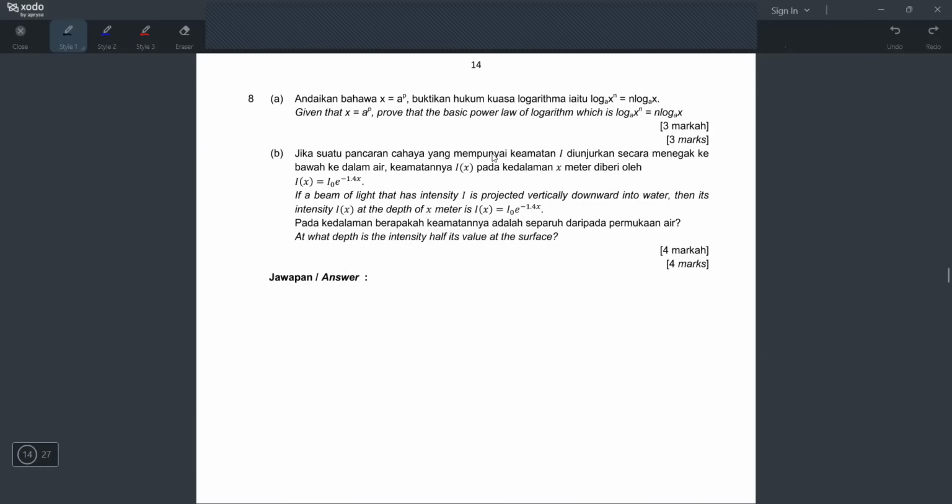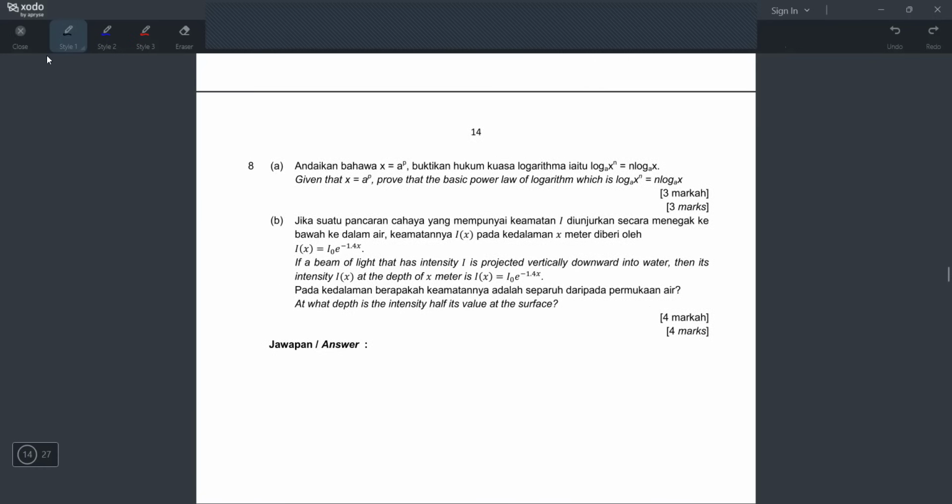Okay, let's find the log question. Where is it? I found it already. This one, number 8. They say given that x equals a power p, prove the basic power law. This formula is a little bit different from the Pahang question I did just now. This one is called the power rule, or you can call it the power law.